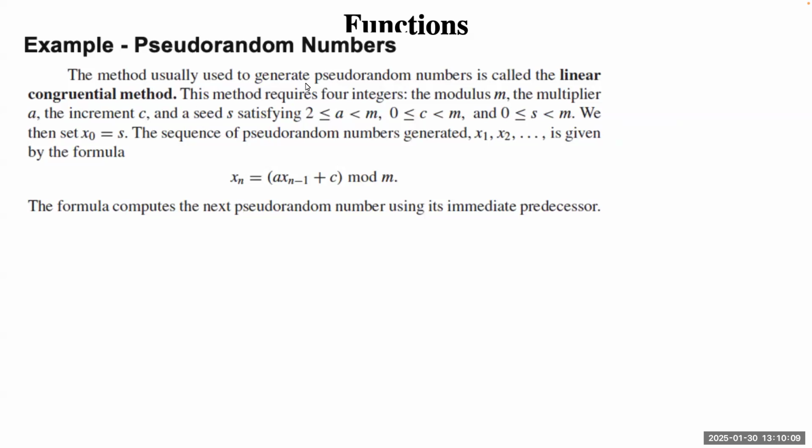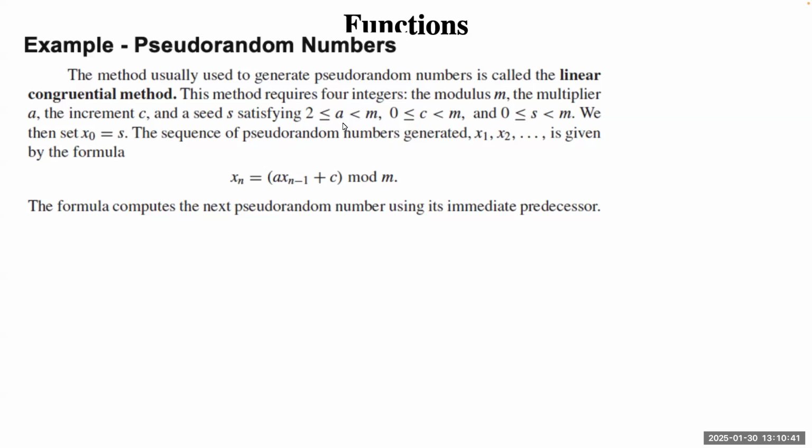The method usually used to generate pseudo-random numbers is called the linear congruential method. This method requires 4 integers, a modulus m, like 11 was earlier, mod 11, mod 10. You need a value for that. A multiplier a, okay, the increment c, and then a seed s. The seed is like your starting point.